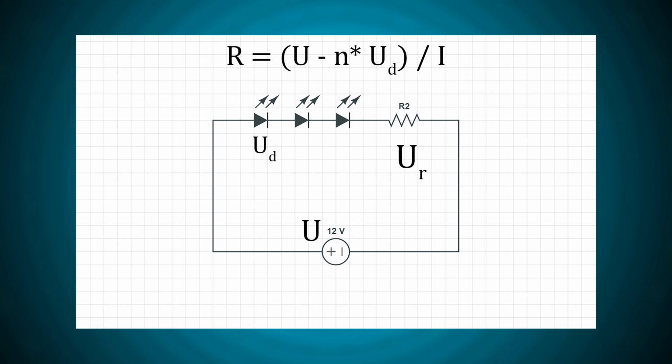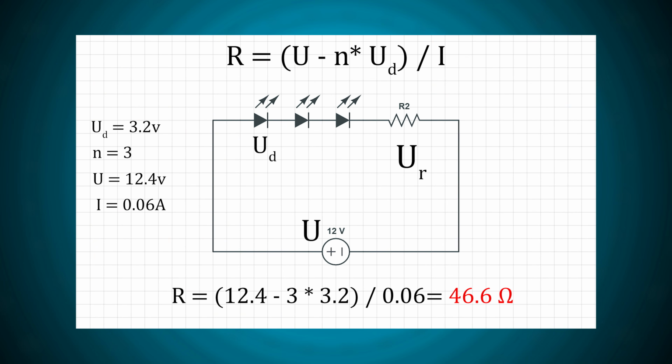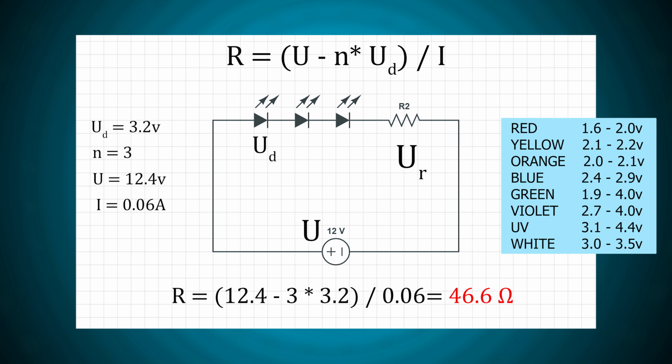U is power supply voltage, UD is voltage drop on a single LED, N, number of LEDs, and I is current. So if we consider our today's setup, UD equals 3.2 volts, N equals 3, U equals 12.4 volts, and I equals 0.06 amps. And the answer is 47 ohms.